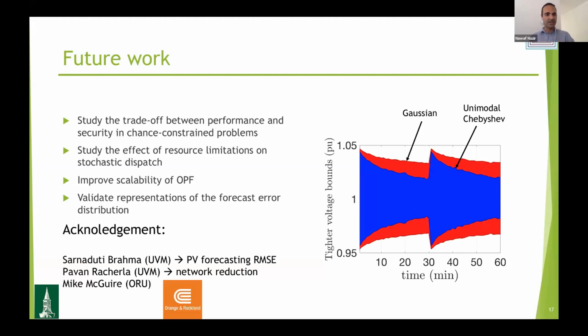I'd like to acknowledge my colleagues from the University of Vermont, Sanaduti Brahma and Pawan Rachela, and also Mike McGuire at ORU for helping us by providing the data.